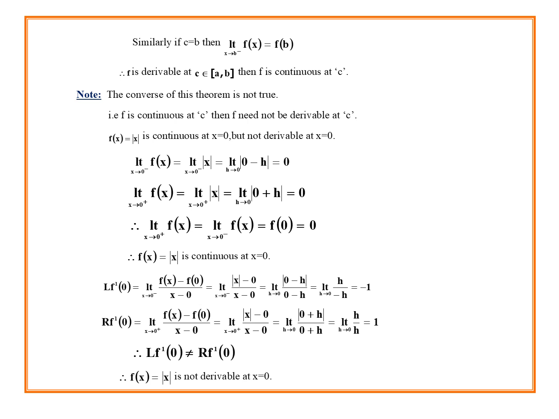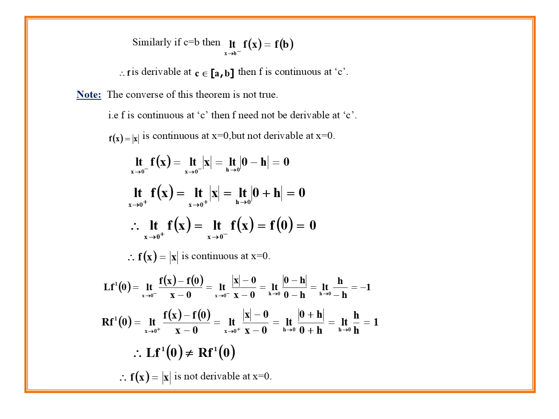Continuation of above theorem. Similarly, if c is equal to b, then limit x tends to b minus f of x is equal to f of b. Therefore, if f is differentiable at c belonging to the closed interval [a, b], then f is continuous at c. The noteworthy point is that the converse of this theorem is not true. That is, if f is continuous at c, then f need not be differentiable at c.